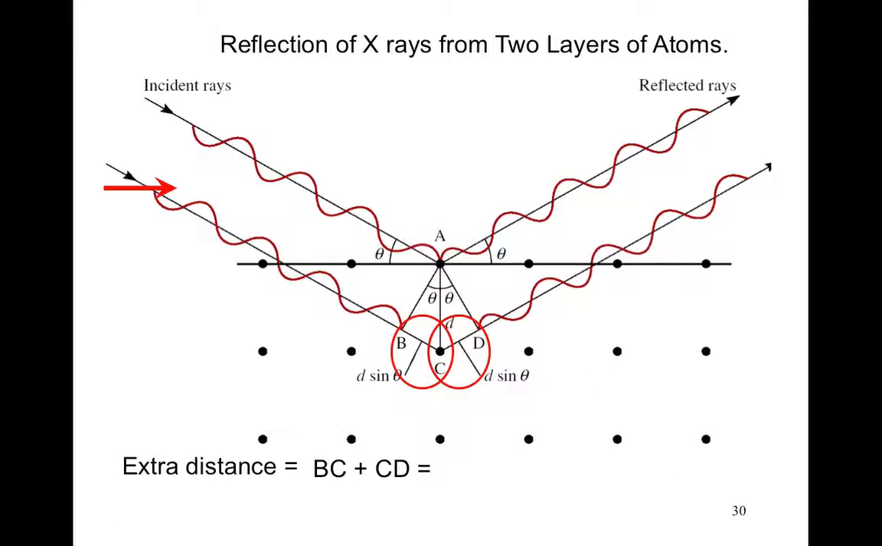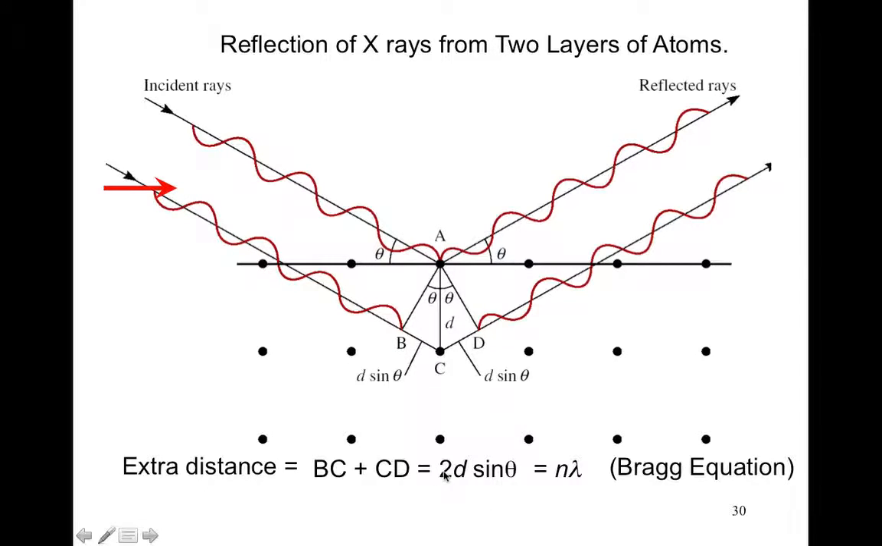They determine this extra distance here between points B and C and D. And so we get this formula. It's called the Bragg equation: 2d sine theta equals n, which is the principal quantum number, times the wavelength.